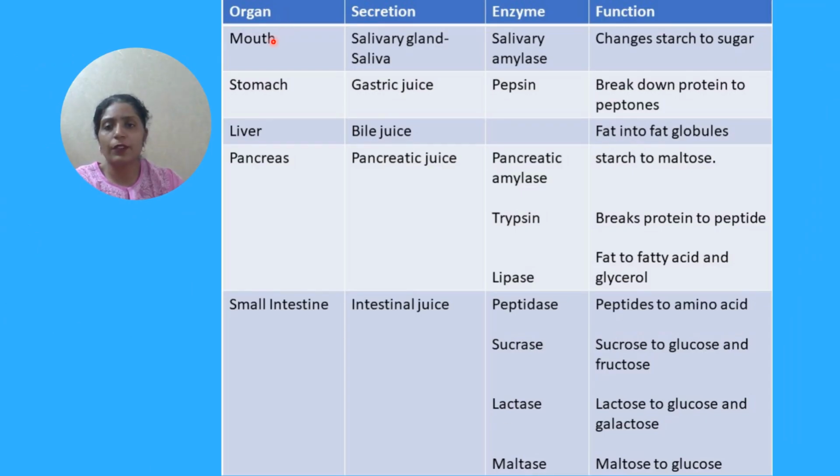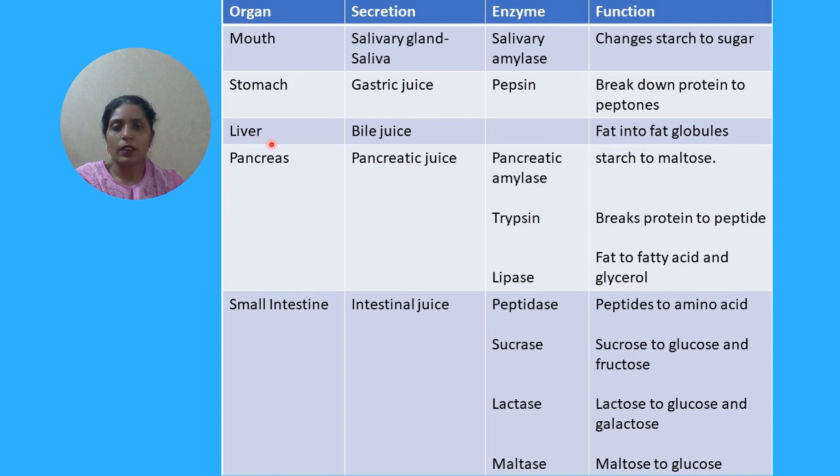Let's summarize the different organs of digestion, their secretion, enzyme and function. First is mouth. Mouth secretes saliva from salivary gland. This releases enzyme salivary amylase. It converts starch into sugar. This works in acidic medium. Coming to stomach, stomach releases gastric juice which secretes enzyme pepsin and converts protein to peptones. This also works in an acidic medium provided by HCl.